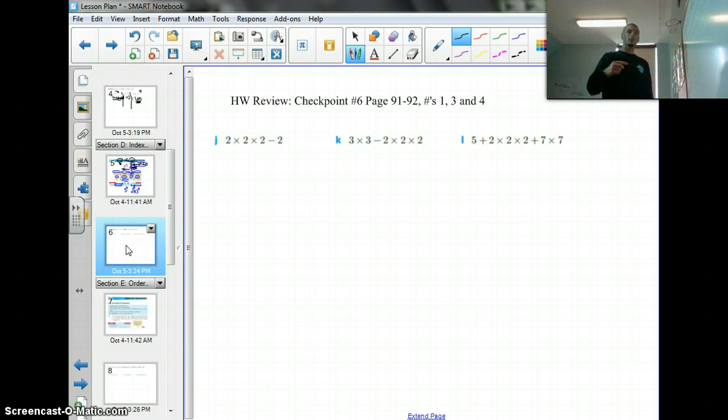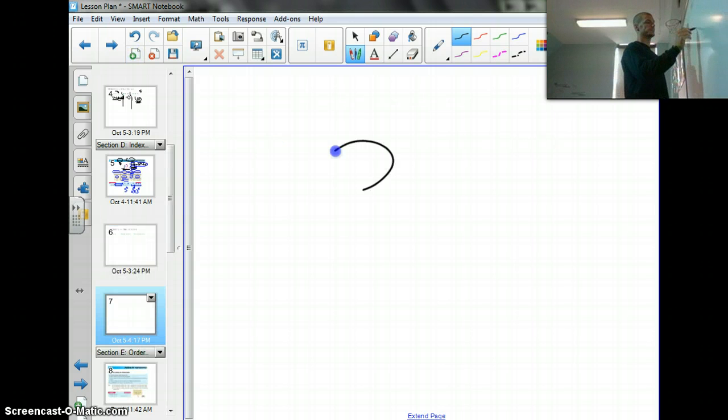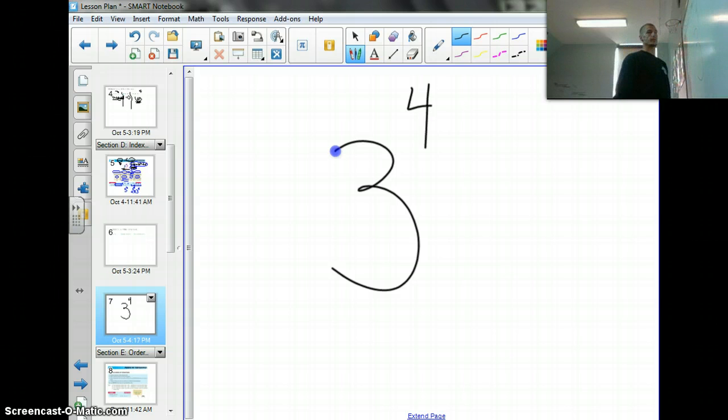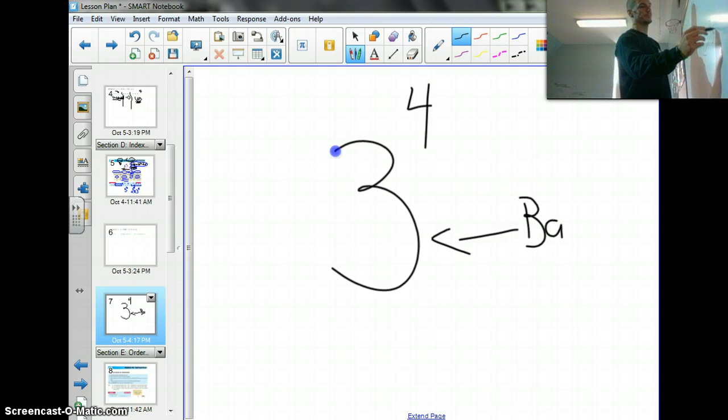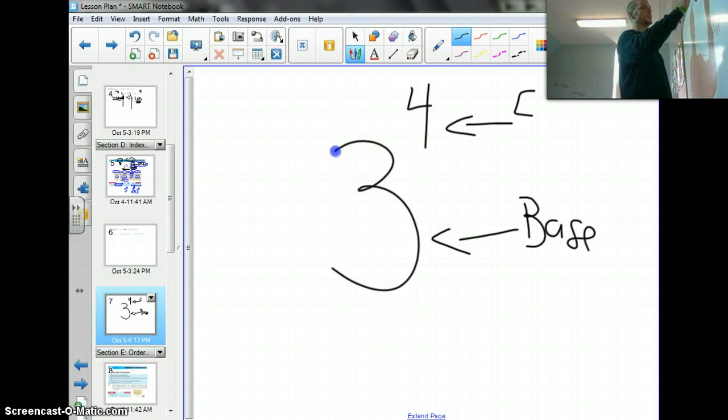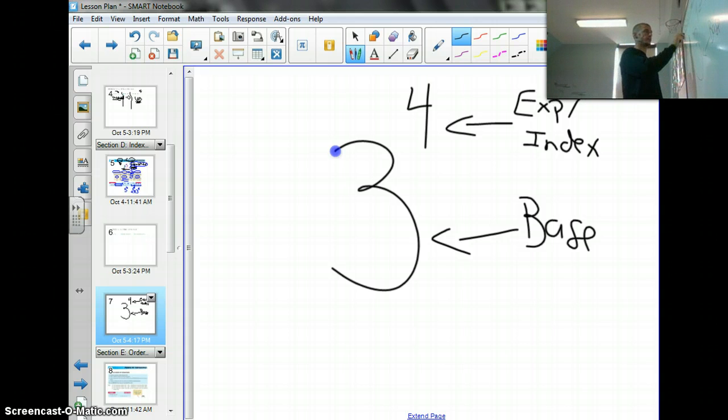Next. Now this one is a bit more tricky. Definitely a bit more tricky than 0 and 1. But as long as you understand the process, just like anything, it's not as complicated as it looks. Remember, if you have something that looks like that, this is the base, and this is the exponent, or the index, however they want to call it. And what you have right now is in index form.